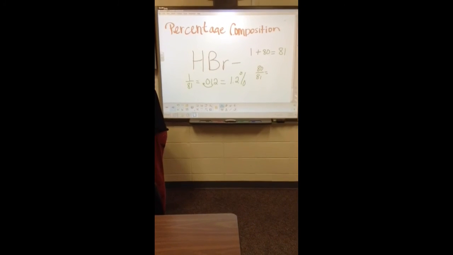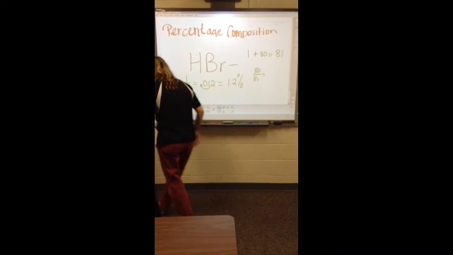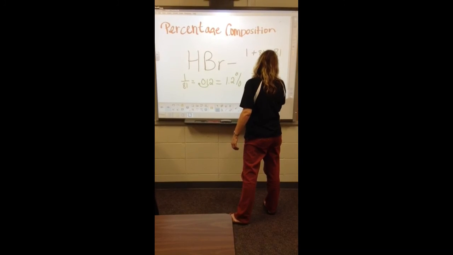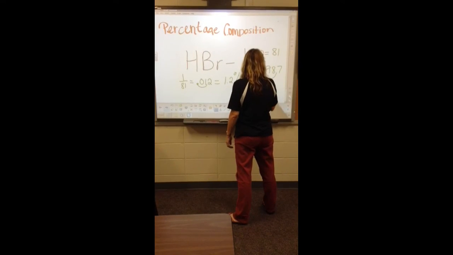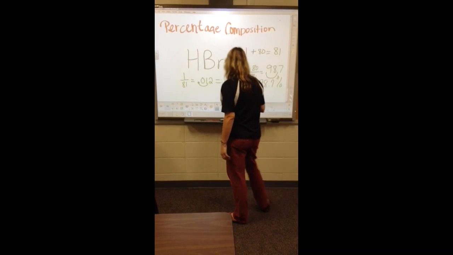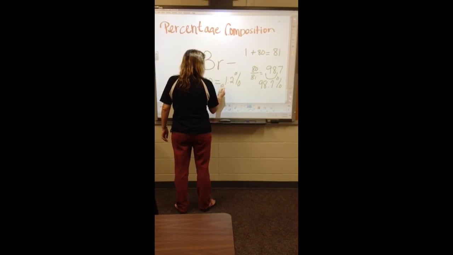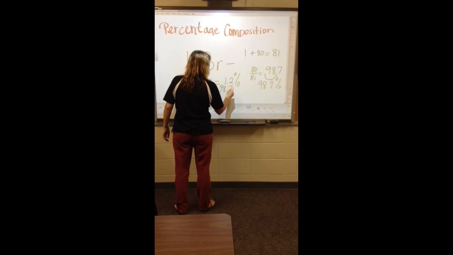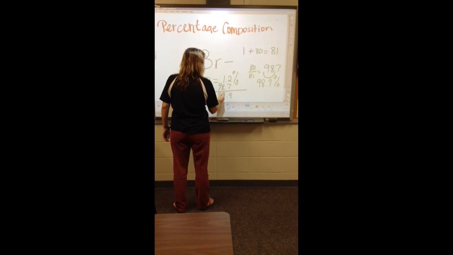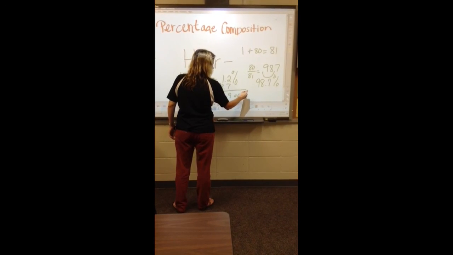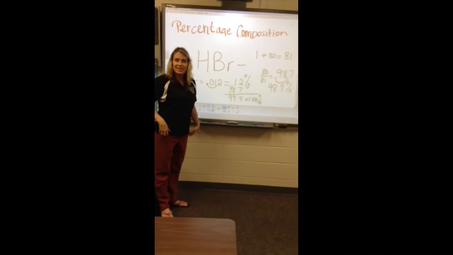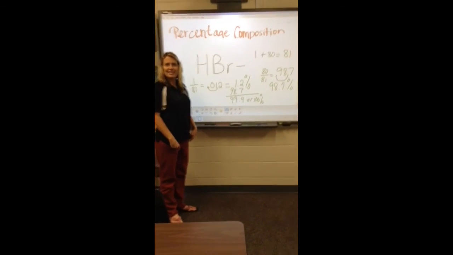So numbers, 0.987. Move it over, 98.7%. Now, I add these together, and I get 99.9, or 100%. Did I do it correctly? Great job, Miss Edge. You have now learned percentage composition.